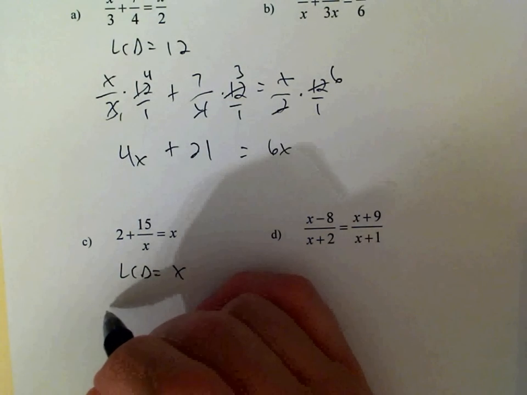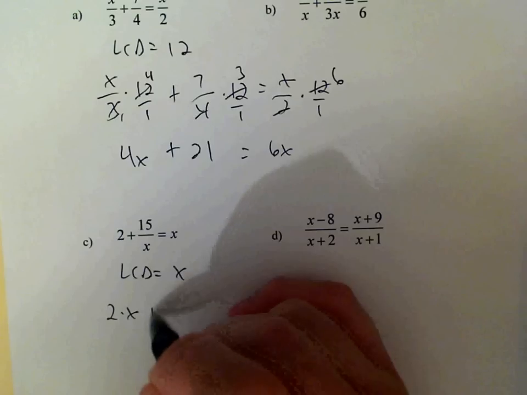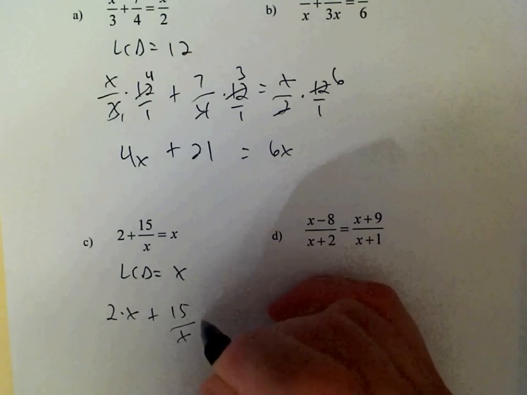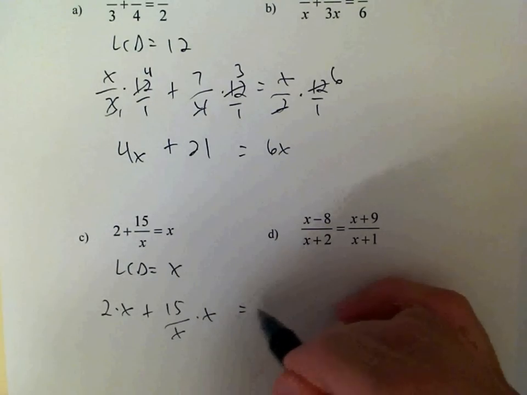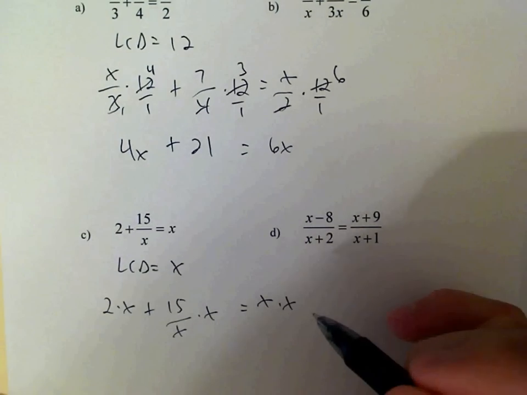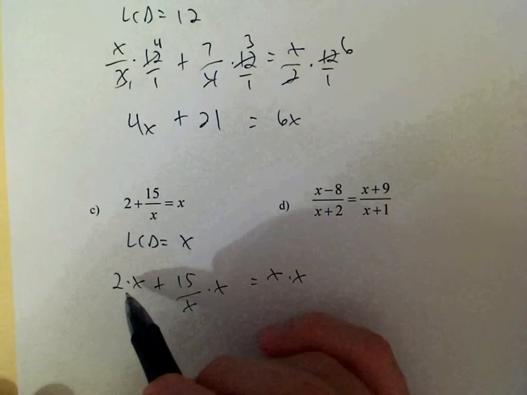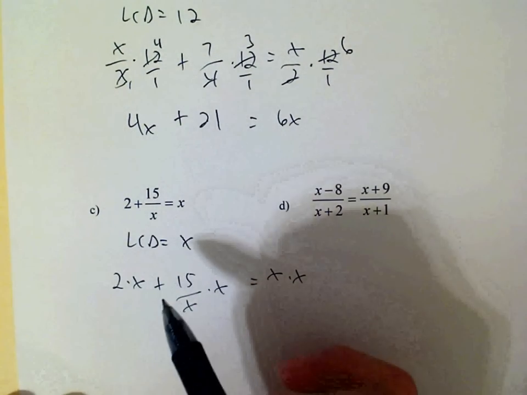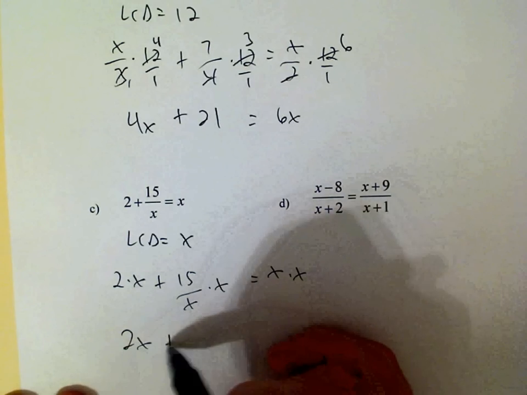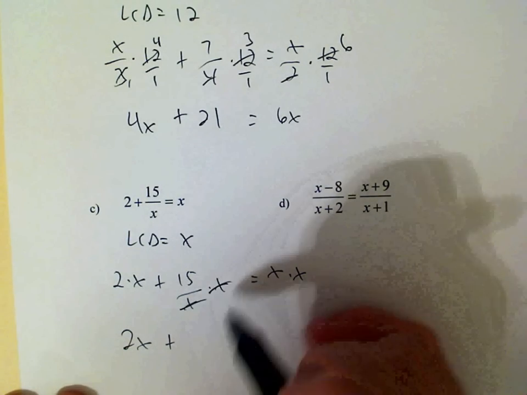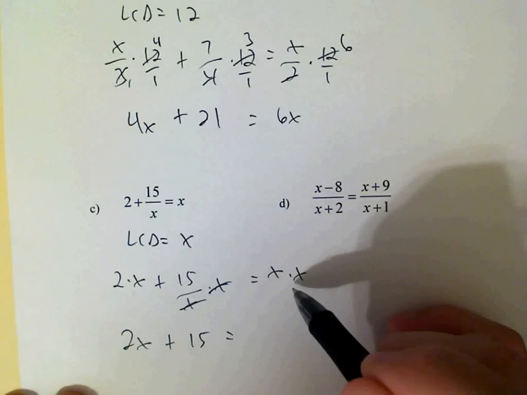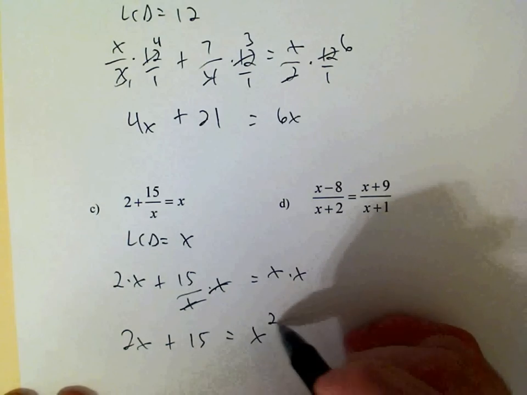I'm going to multiply the 2 times the x, and the 15 over x times the x, and the x times the x. Now, nothing to cancel here because it's all multiplication, and 2 times x is 2x. These x's cancel, and it leaves the 15, and this x times x is x squared.